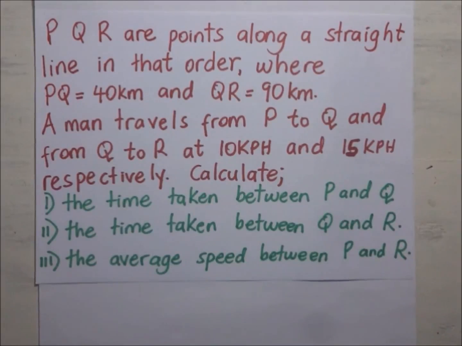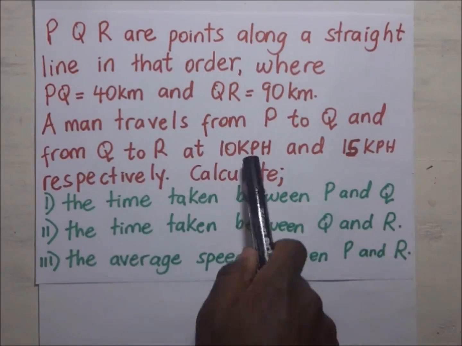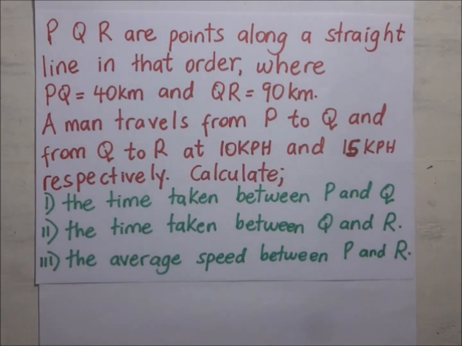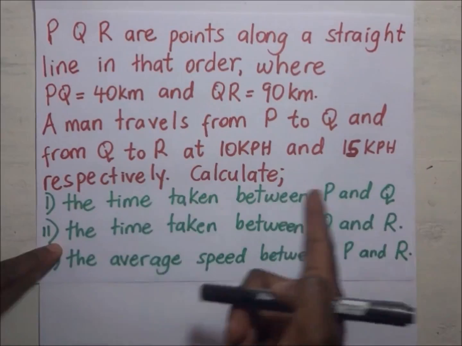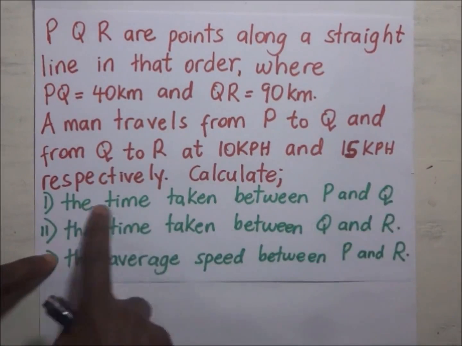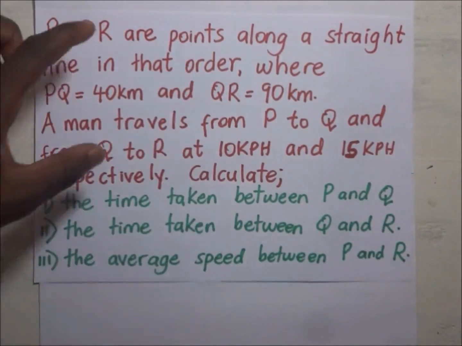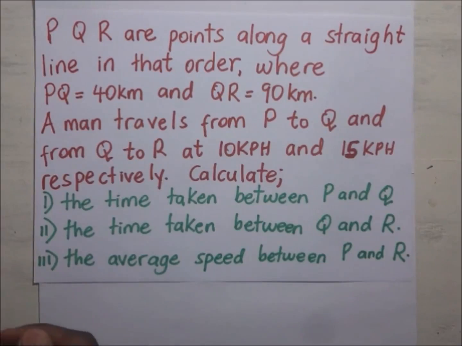So we'll do an example here to illustrate this. P, Q, R are points along a straight line in that order, where PQ is 40 kilometers and QR is 90 kilometers. A man travels from P to Q and from Q to R at 10 kilometers per hour and 15 kilometers per hour, respectively. Calculate the time taken between P and Q. When we say kph, we mean kilometers per hour. Before we calculate the time taken between P and Q, we need to summarize the question in a diagram.